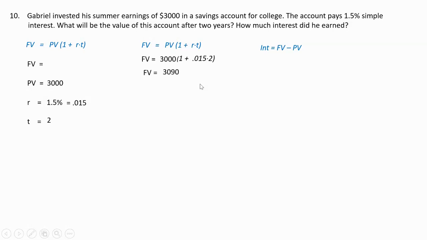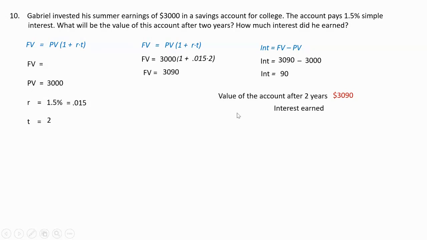Now to find how much interest he earned, we subtract the present value from the future value. So it'll be 3,090 minus 3,000. The answer is 90. So this is how much interest Gabriel earned. So after 2 years, the account has 3,090. That's the answer for the first part. And for the second part, the interest earned was $90. These are the solutions to this particular problem.